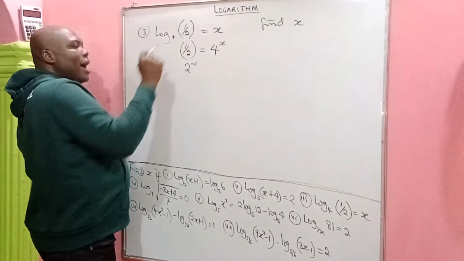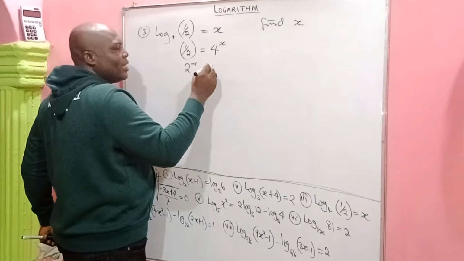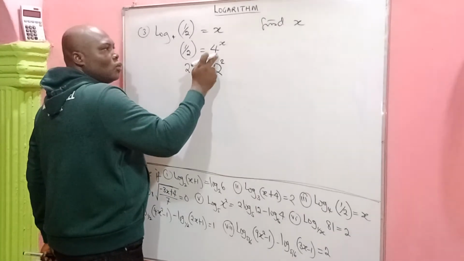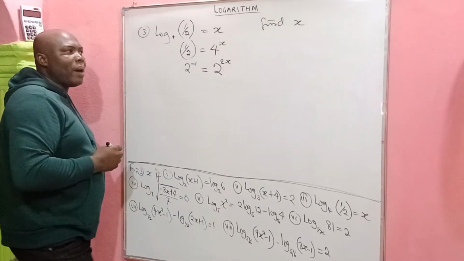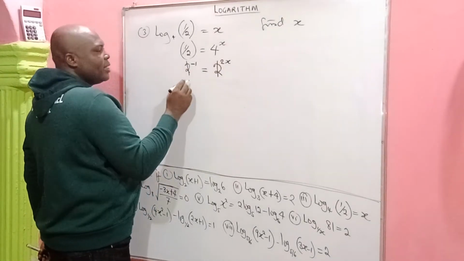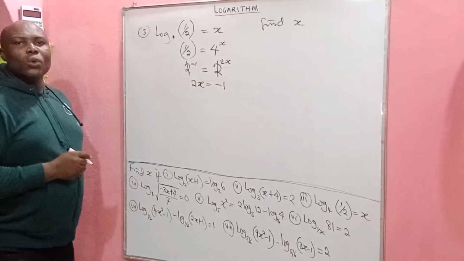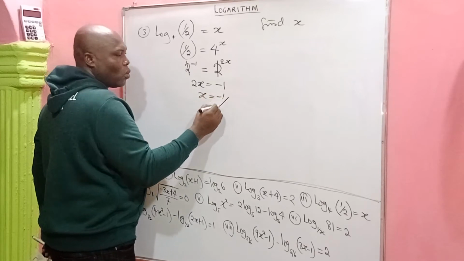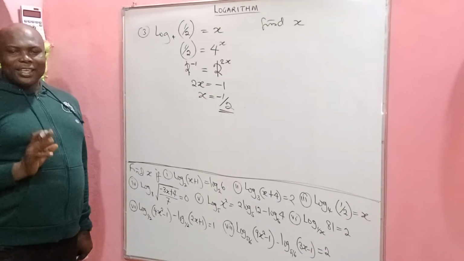It means that half is 2 raised to the power of minus 1. And 4 itself is 2 raised to the power of 2. We still have x here, so we put the x there as a power. At this point, the 2 cancels the 2, which means 2x is left with minus 1. 2x is equal to minus 1. Therefore, x is equal to minus 1 divided by 2, and that's the value of x. As simple as it is.